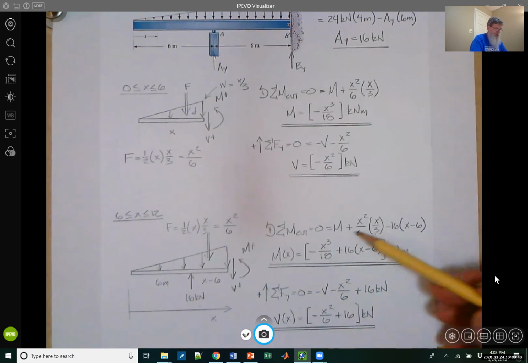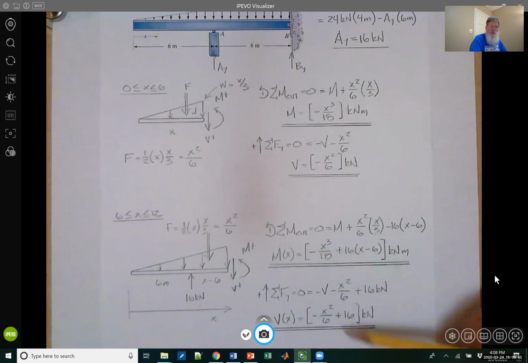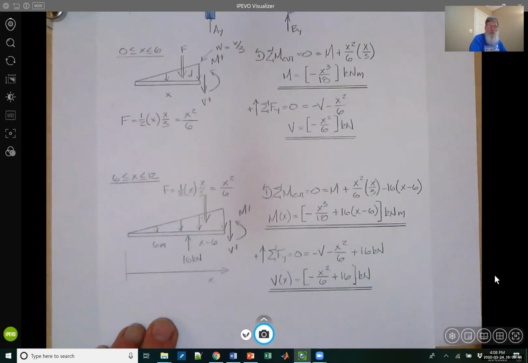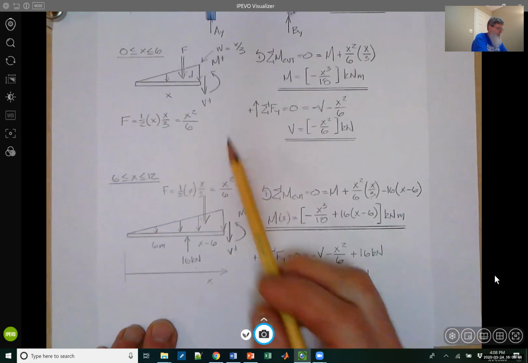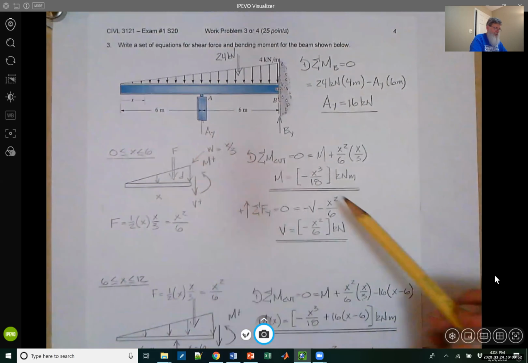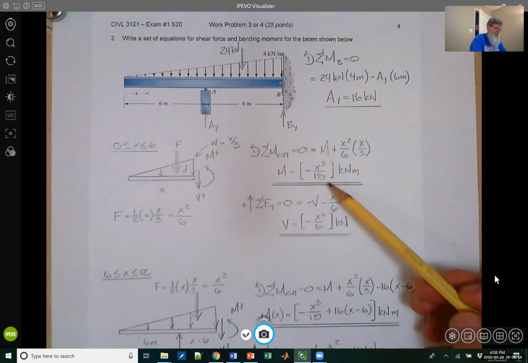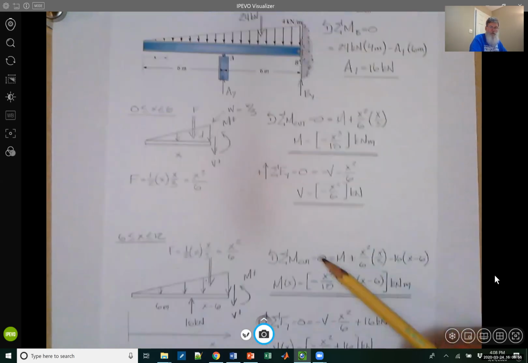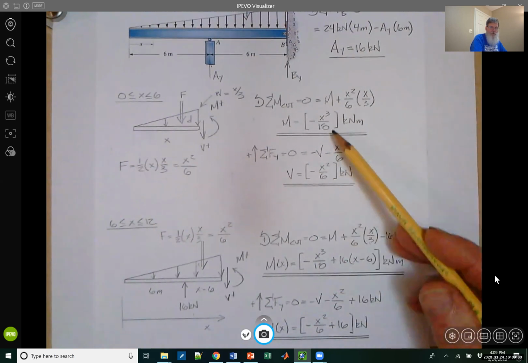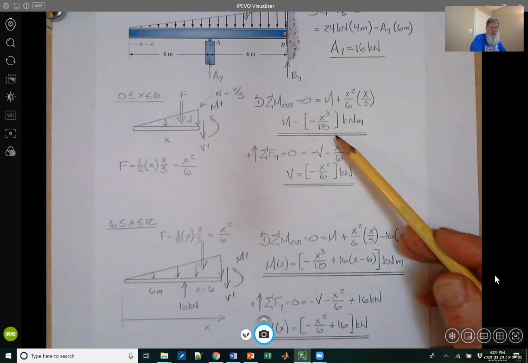And again, if you do a quick check, the derivative of the moment is the shear, so that's good. One other thing to notice is that the point where they share, point A, they should have the same moment. So if you put an x equals 6 here, and you put an x equals 6 here, well, first of all, the x equals 6 cancels this out, and you can see the two equations are identical. So that's going to match.